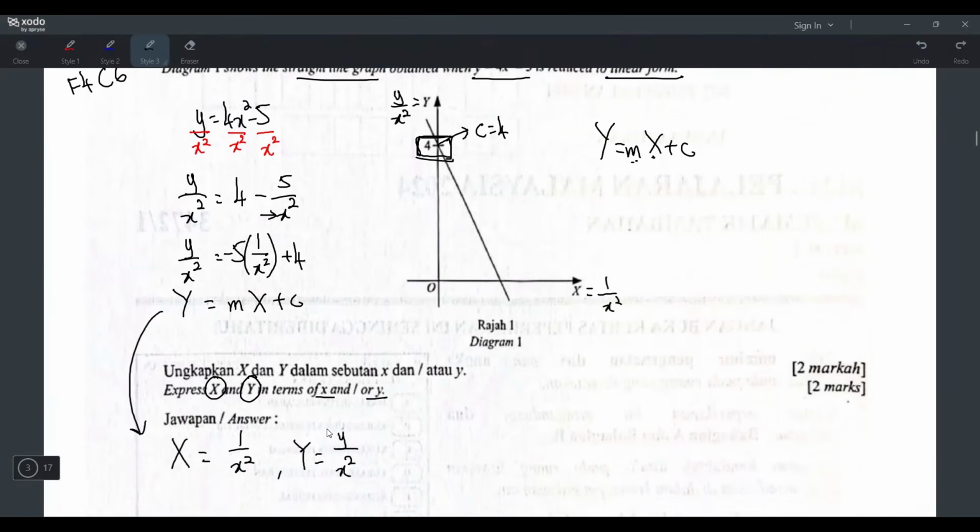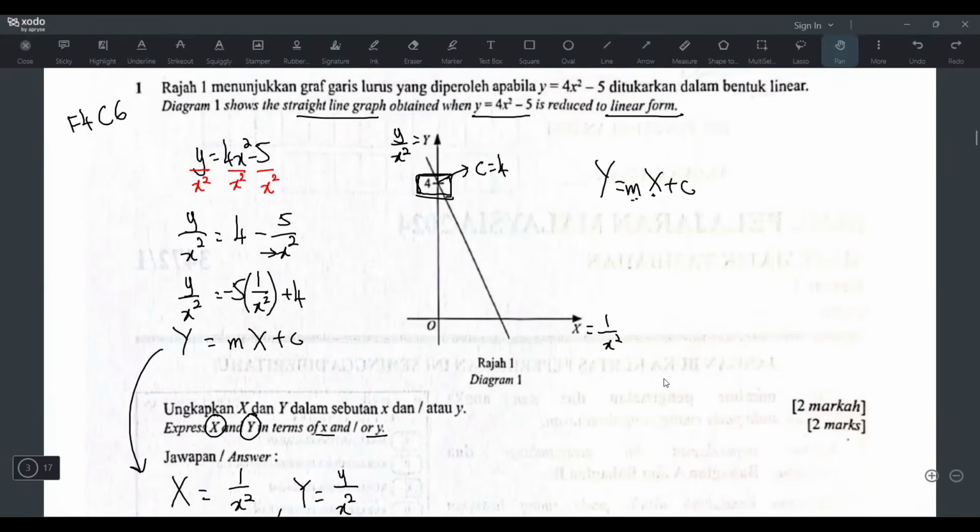So that's the answer. The question says express big X in terms of small x, so this is the answer. Big X in terms of small x. Big Y in terms of small y. And they say it can be X and or Y, that's why it can be Y or X or Y and X. So that's the answer. This is worth 2 marks. So that's all.